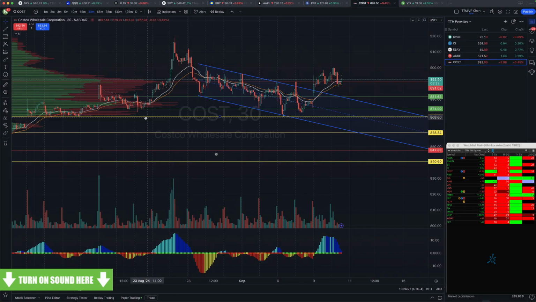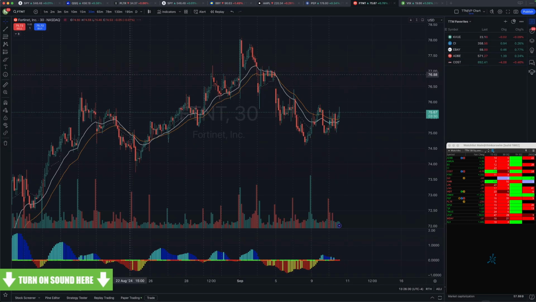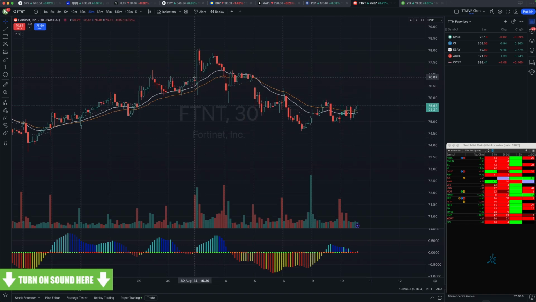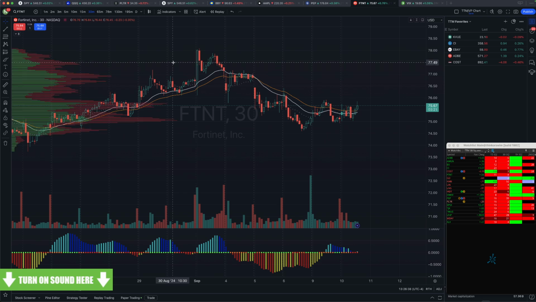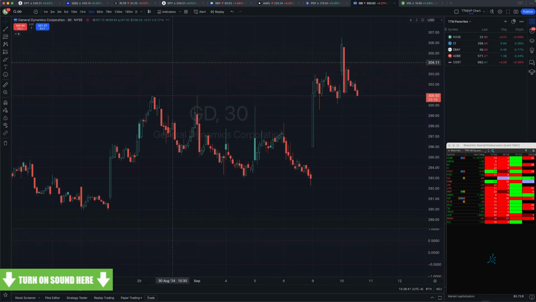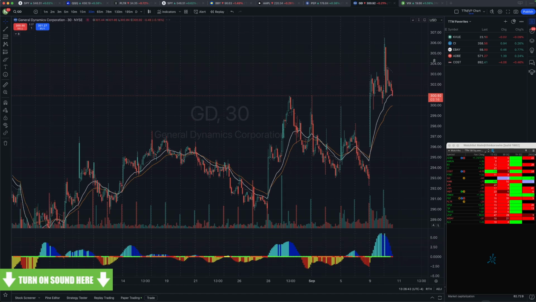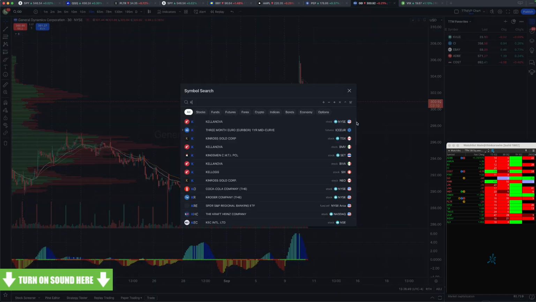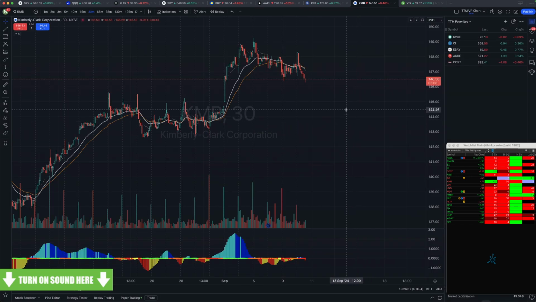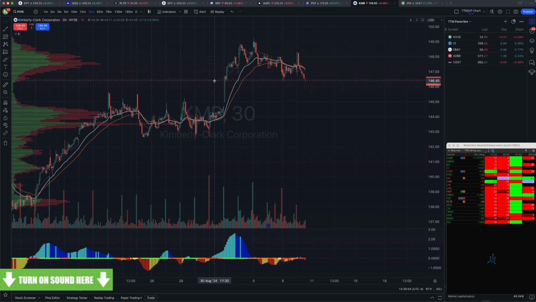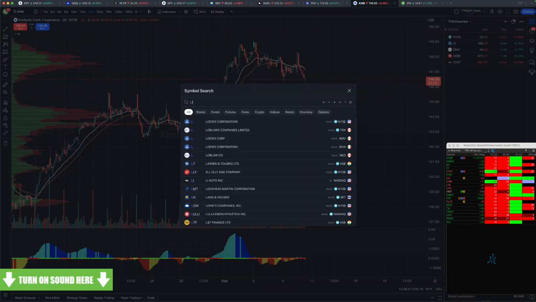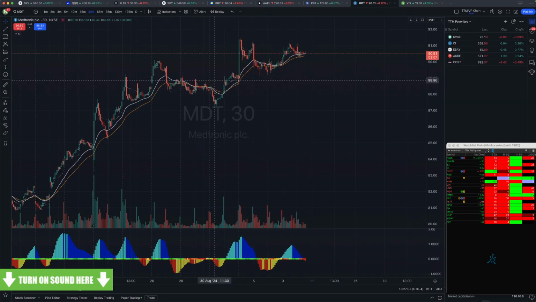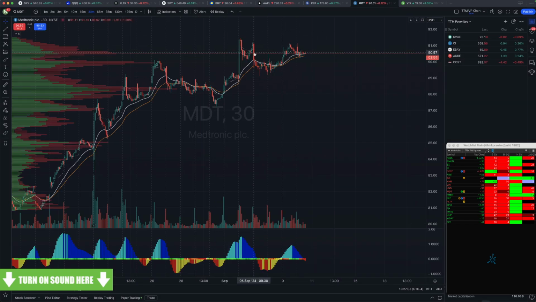Okay. What else do we have? FTNT. In the market, we're not going to see a lot of these perfect TPS woodpecker patterns at the moment because of the way the market's been the last few days. KMB, watching that one. Let's see. Lin. MDT. Okay, MDT. That's interesting.